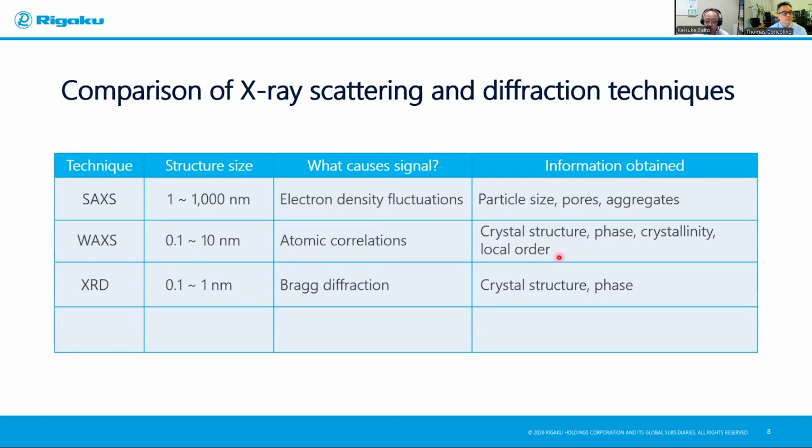For X-ray diffraction, at 0.1 nanometer up to 1 nanometer scale, it's caused by Bragg diffraction, and as we know, we determine the crystal structure and the phase. Reflectivity is a little different. We measure somewhere between 0.1 up to 1,000 nanometer scale. It's caused by reflection from the interfaces of your thin film sample, so we could determine the thickness, density, and the roughness.